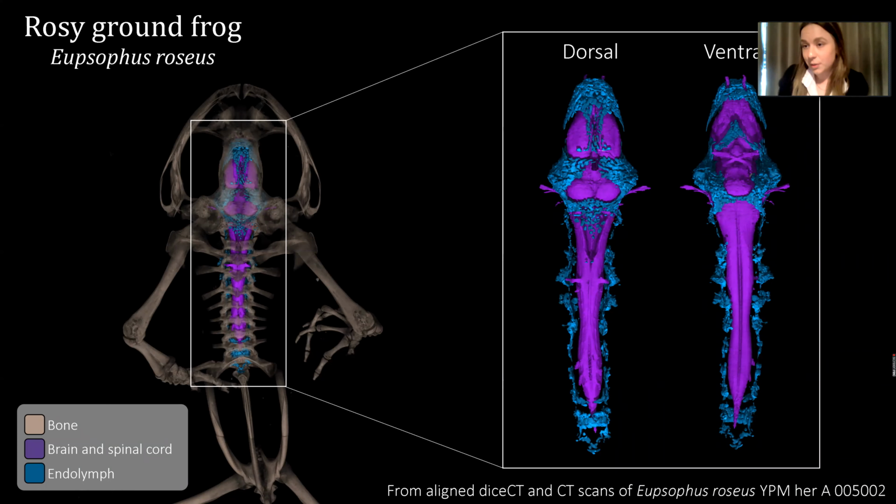So now I want to tell you a little bit about what I have seen. So this is a CT scan, or a combination of a CT scan and a dye-CT scan of a rosy ground frog. And you can see the calcium deposits rendered in blue and how they are distributed around the frog's brain and along its spinal column.